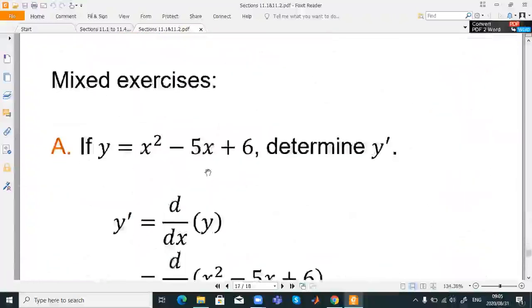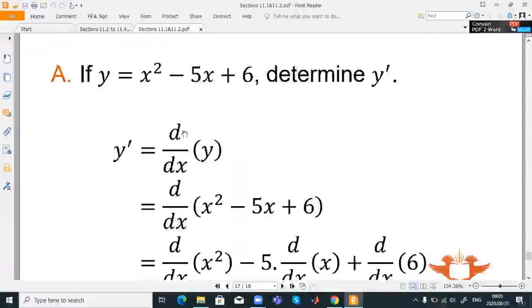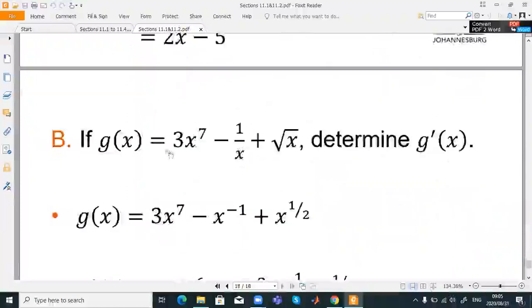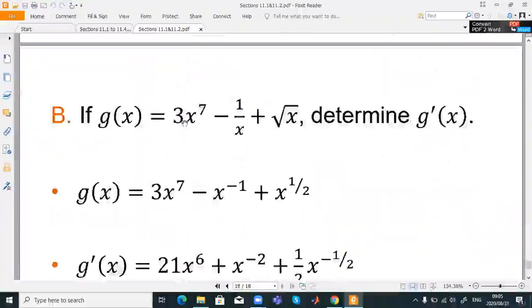Okay, so here are just some mixed up examples. If y is x squared minus 5x plus 6, what is dy dx? Okay, so dy dx will be the derivative of this, which gives us 2x, the derivative of minus 5x, which is minus 5, and the derivative of 6 will give us what? 0.